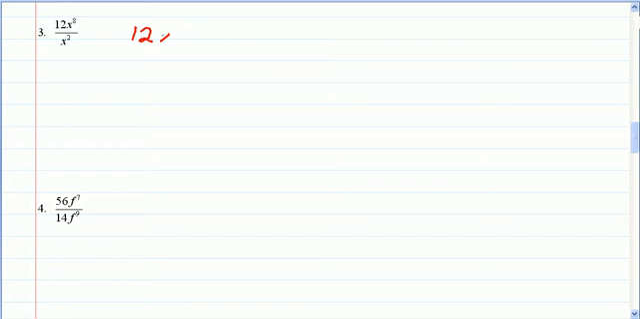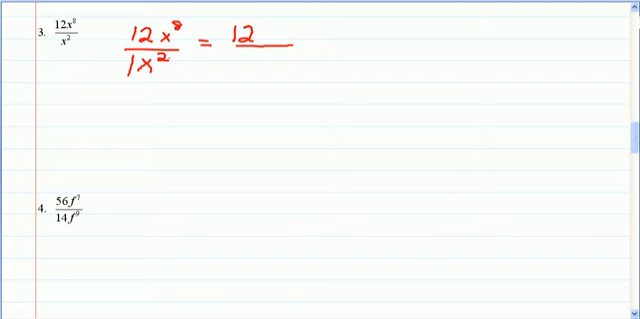For number 3, 12x to the 8th over x squared. This brings us to property 2. And for property 2, the rule is to subtract the exponents when you're dividing, but you have to start with the higher exponent first. So 12, there's nothing really to simplify with 12 because we have a 1x squared in front.